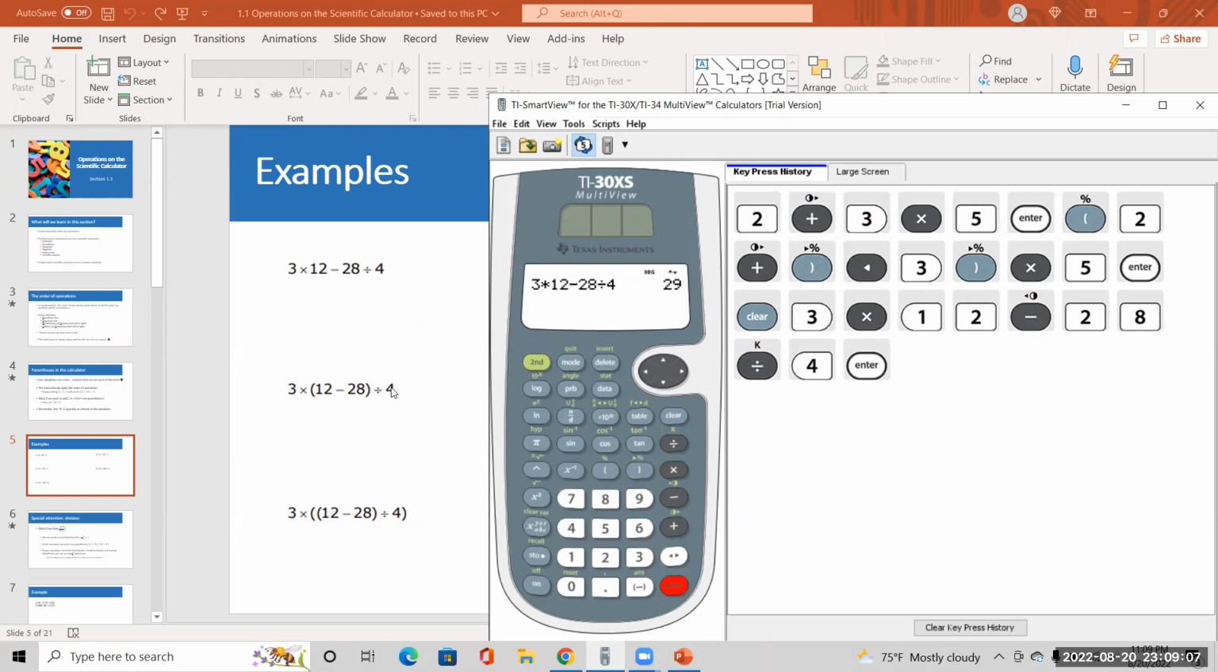Now, these are the same numbers. And if we do it differently, right? We say 3 times, and then we introduce parentheses to 12 minus 28.